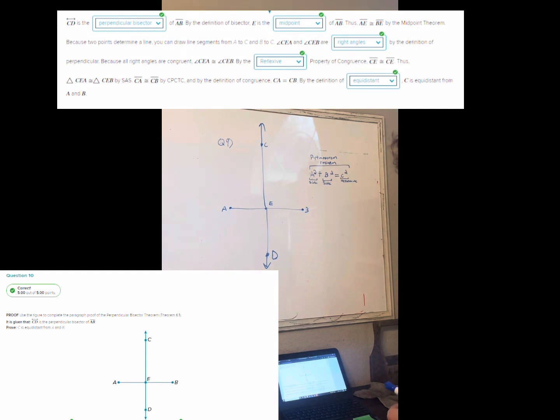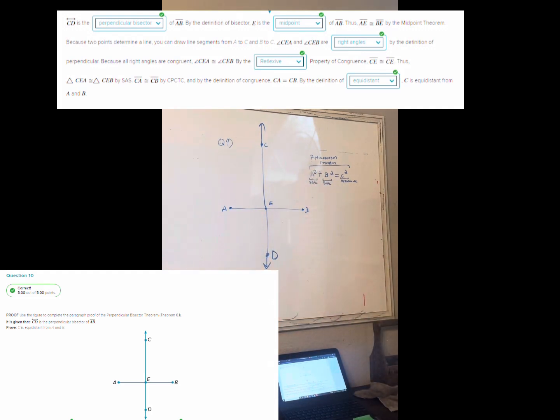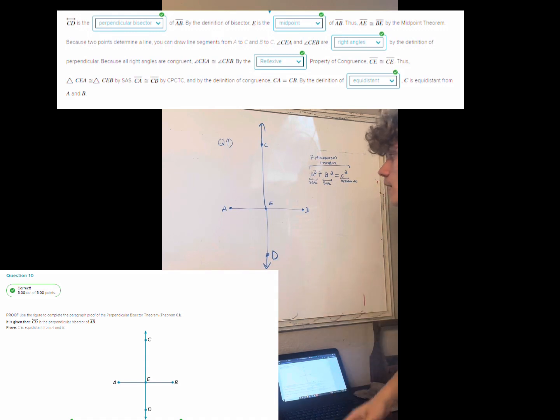Okay, so it is given that CD is the perpendicular bisector of AB. So we have CD is the perpendicular bisector of AB. All right, so we have to prove that C is equal distance from AB. All right, pretty simple. So the first one is CD is the perpendicular bisector of AB, right? So we've got CD, AB, perpendicular bisector, okay?